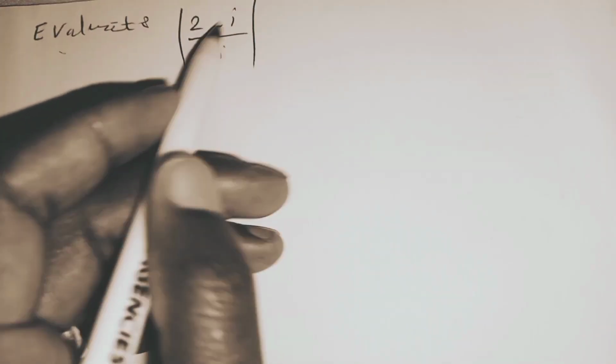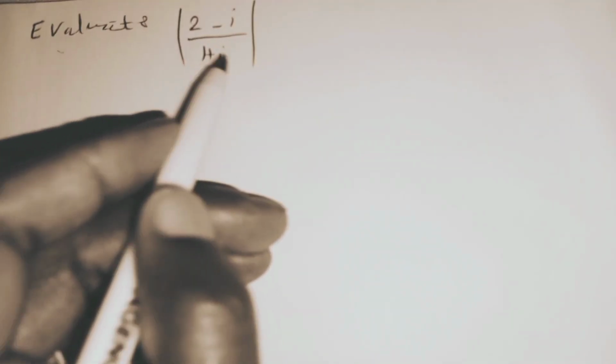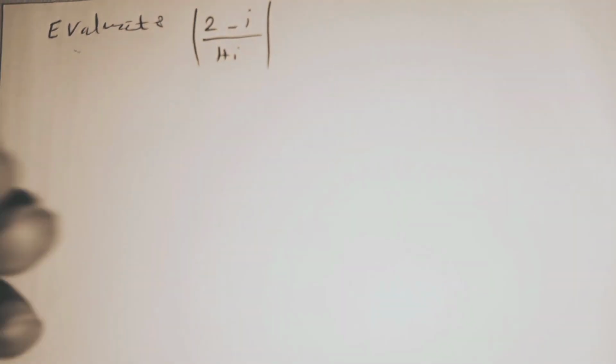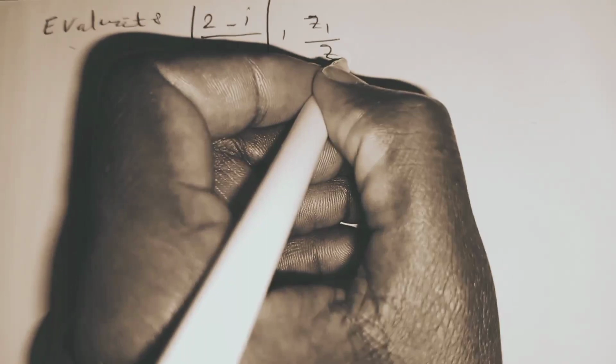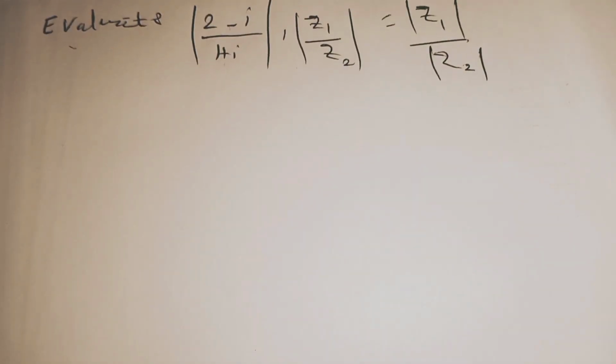2 minus i divided by 1 plus i. There are two ways in which you can approach this question. One of the methods is to use the fact that when you have the modulus of z1 divided by z2, this is the same as getting the modulus of z1 and then dividing by the modulus of z2. So we make use of this.